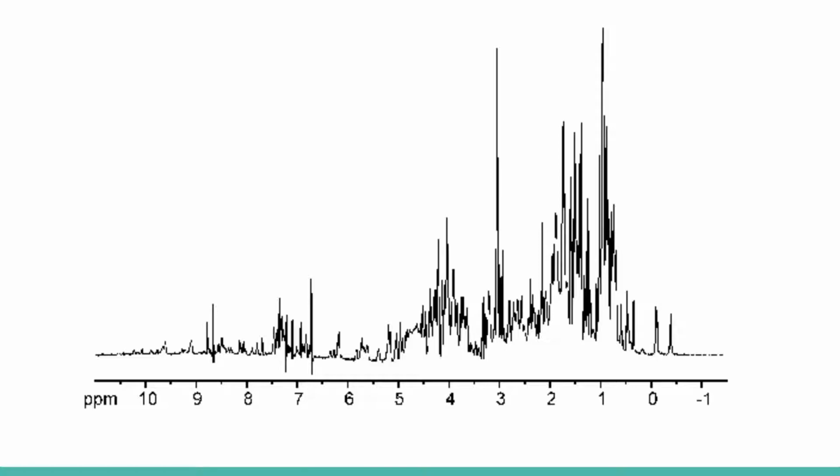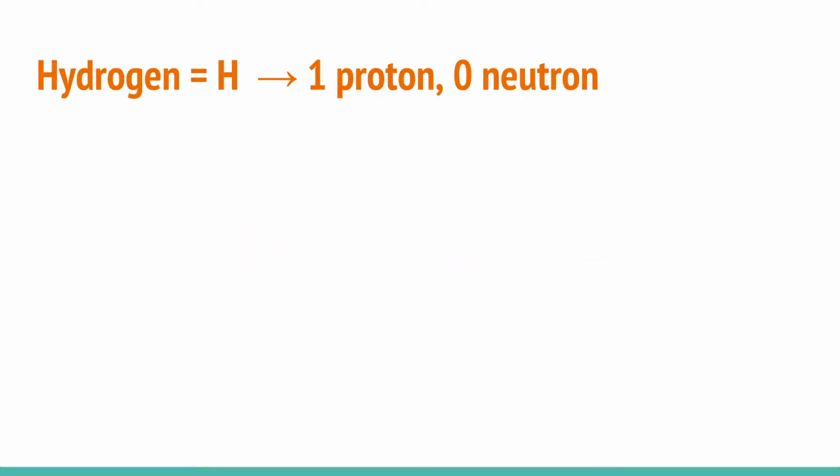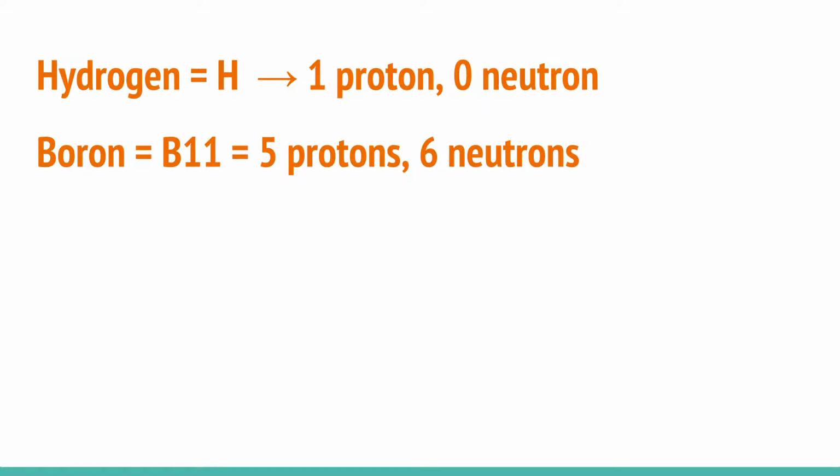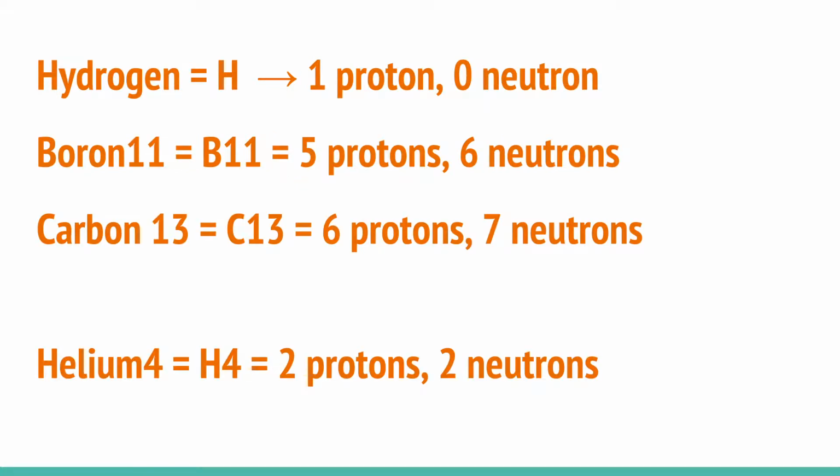In order for NMR spectroscopy to work, the nuclei of the atom must have an odd number of protons or an odd number of neutrons. These are atoms like hydrogen, boron 11, and carbon 13. As another example, helium 4 will not work because both the number of protons and neutrons are even.